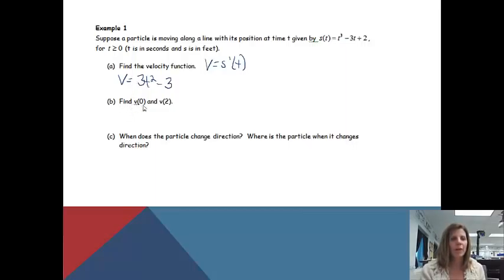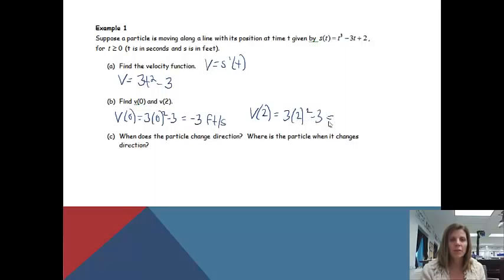Now it says to find the velocity at 0 and 2, so I'll just plug 0 into my velocity function, and that gives me negative 3. And we're in feet and seconds, so this will be feet per second. And the velocity at 2, we'll just plug in 2.